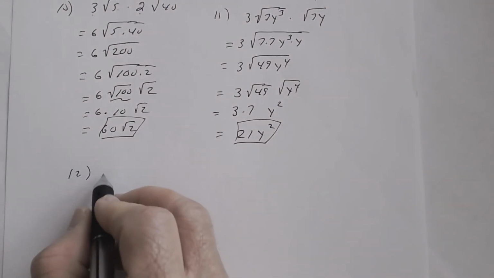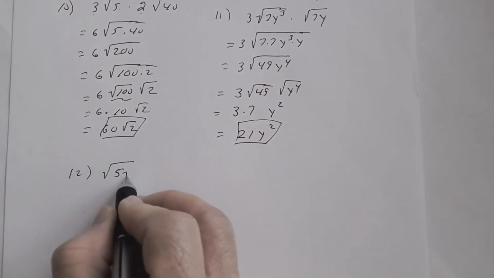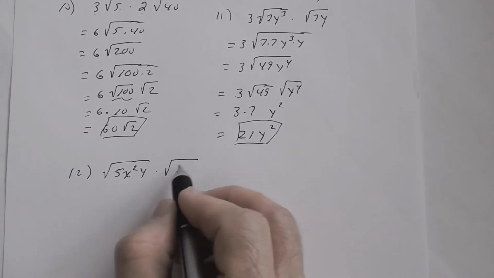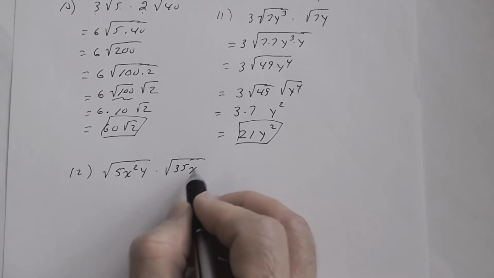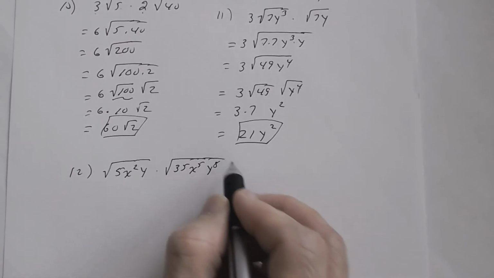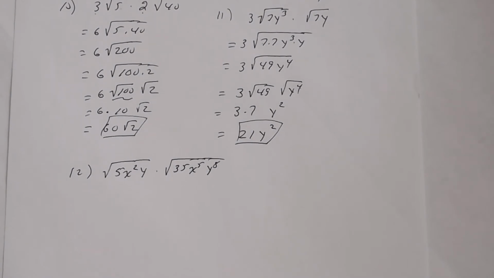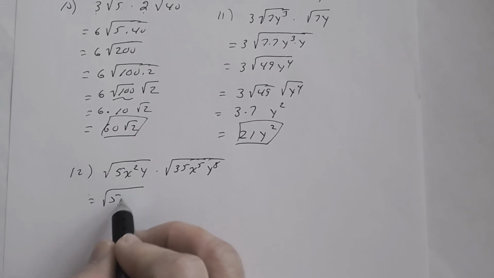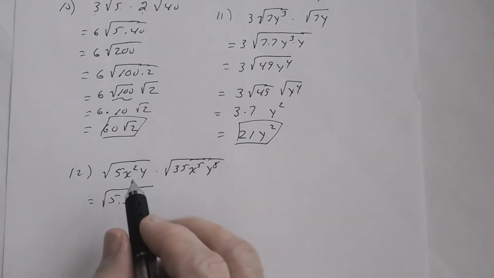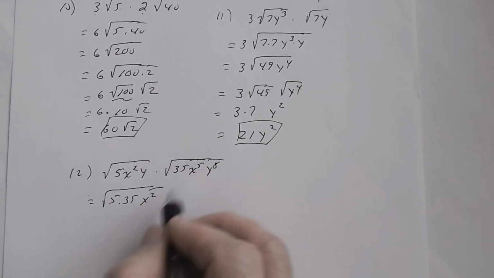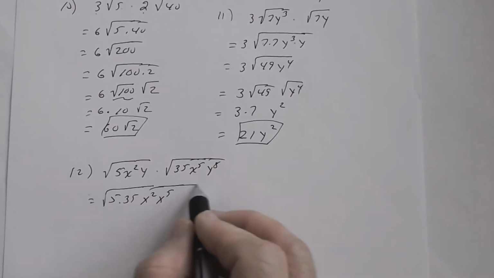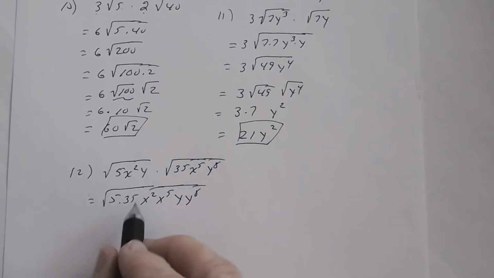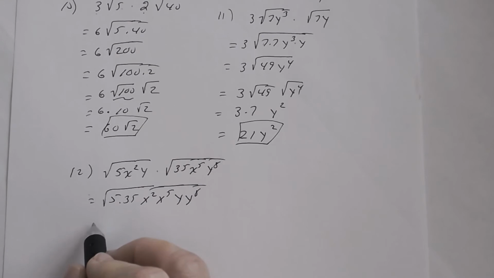Okay, number 12, I have the square root of 5x squared y, that's a y, times the square root of 35 x to the 5th, y to the 8th. Okay, so again, using the product rule, I'm going to get 5 times 35, and then I'm going to get x squared times x to the 5th, and then I'm going to get y times y to the 8th. Okay? And again, you can skip this step. So you could have gone from here to here.